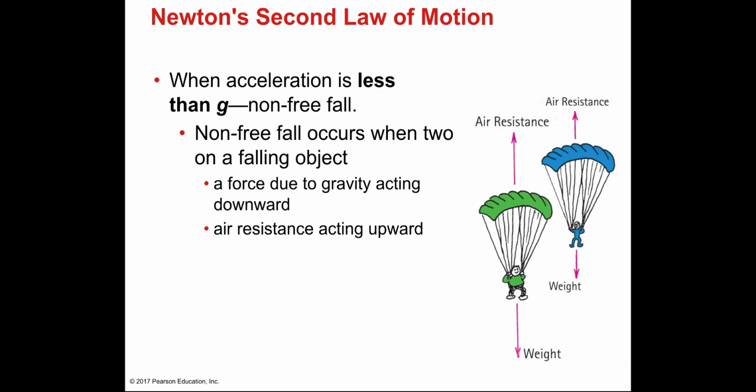We've talked about that before because you have air resistance acting up while your weight is acting down. So you have a force due to gravity acting downward, and you have air resistance acting upward. So again, this is not an example of a free falling object when you're flying a parachute.